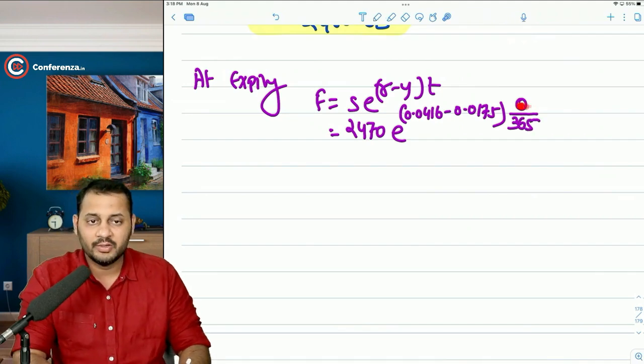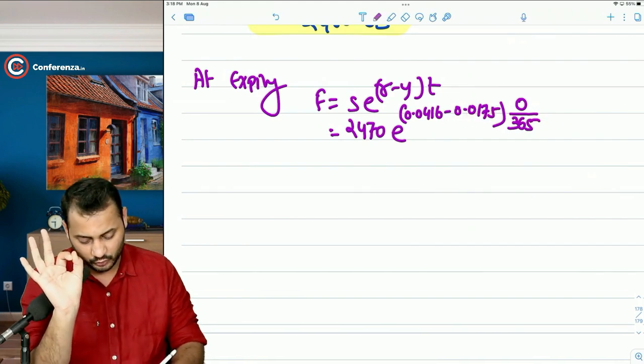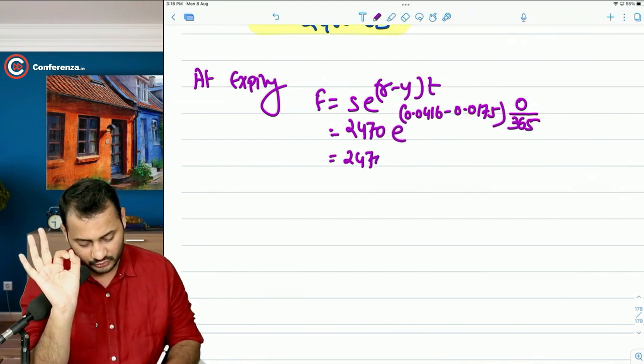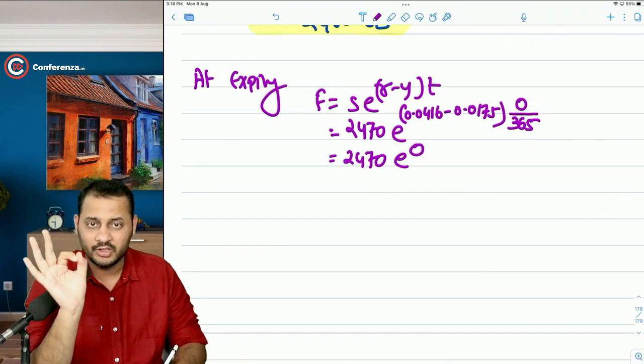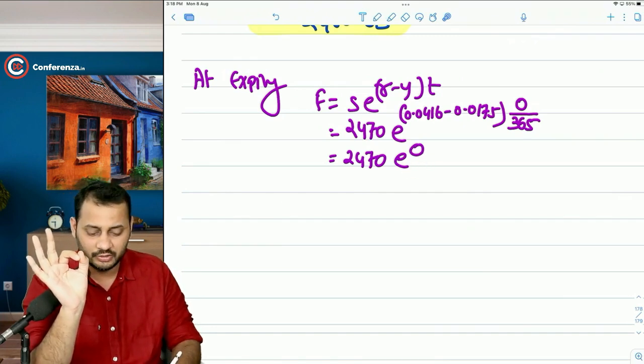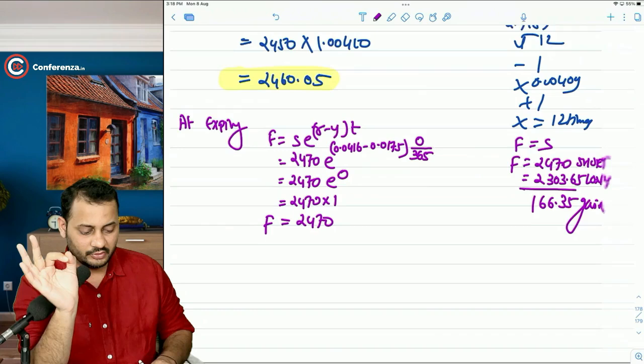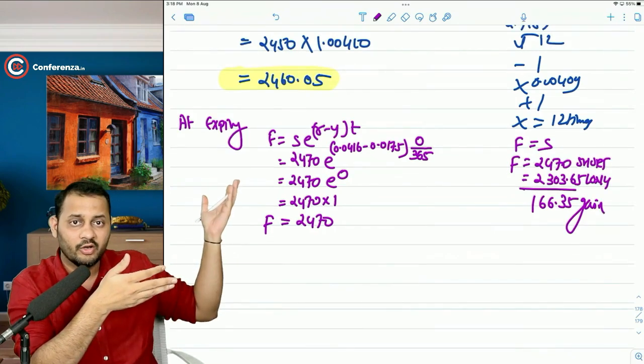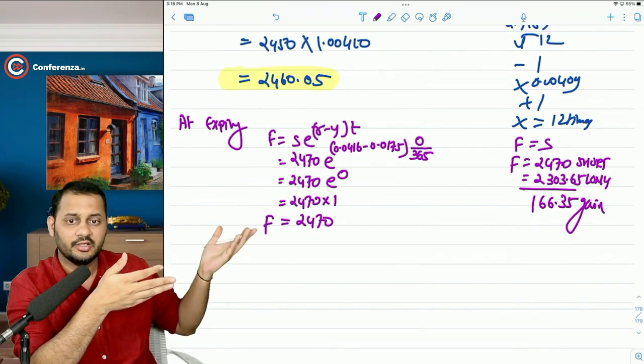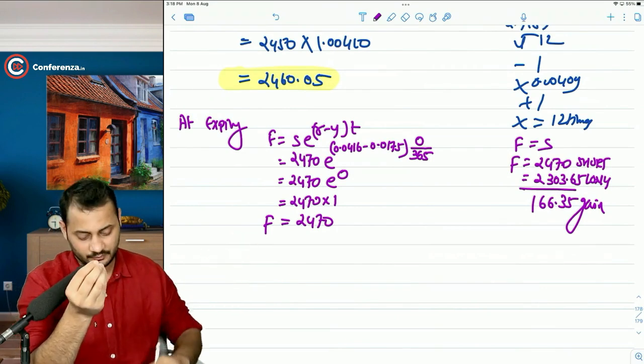The moment you multiply anything by 0, the entire answer will be 0. Now the equation will look like this: 2470 e to the power 0. Do you know the derivation of this e to the power 0? 2470 into 1, 2470. So you go with the formula or you go with the logic of convergence effect, you will get the same answer.